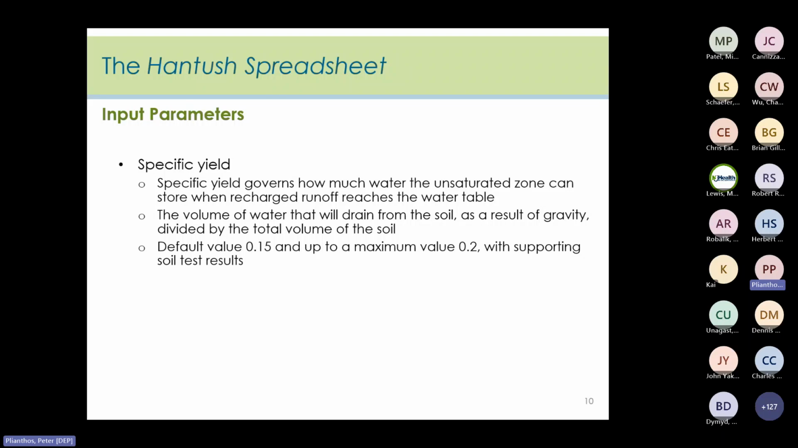Specific yield governs how much water the unsaturated zone can store when recharge reaches the water table. The more water that can be stored in the unsaturated zone, the lower the resulting mounding. Therefore, a soil having a higher specific yield may result in a lower mounding height than a soil having a lower specific yield, when other inputs remain the same. For groundwater mounding purposes, specific yield is not calculated by subtracting field capacity from porosity.